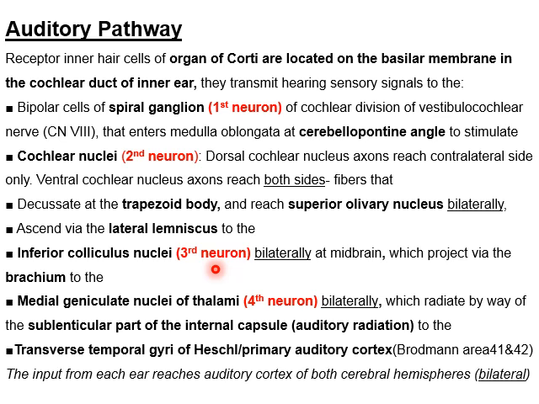The inferior colliculus projects via the brachium of the inferior colliculus to reach the medial geniculate nuclei of both thalami. That is the fourth order neuron on both sides, bilateral, which radiates by way of the sublenticular part of the internal capsule. The sublenticular part of the internal capsule contains the auditory radiation. This is called auditory radiation. That will reach the transverse temporal gyrus of Heschl, or the primary auditory cortex, areas 41 and 42. Please note that the input from each ear reaches the auditory cortex of both cerebral hemispheres. That means it is bilateral.